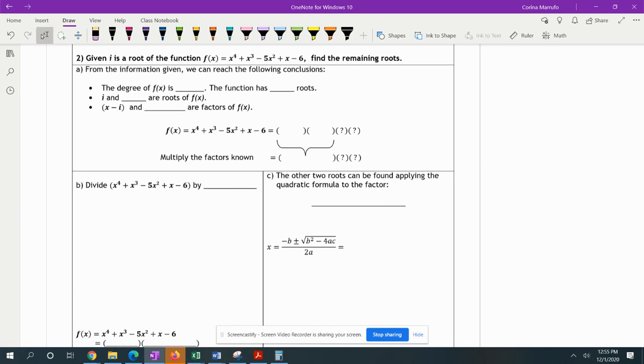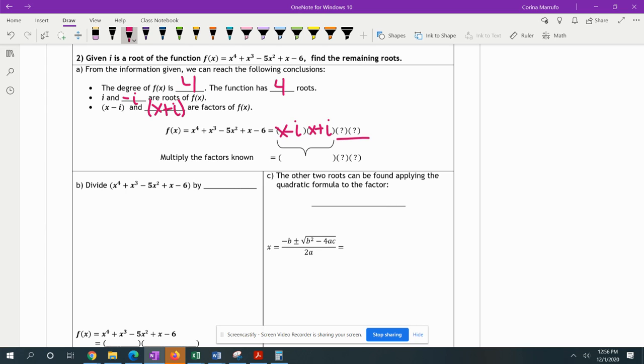So from the given information, we can reach the following conclusion. The degree of f(x) is 4. The function has 4 roots. i and negative i are roots of the function. So x minus i and x plus i are factors. So that means that (x - i) times (x + i) times these other two factors, which we don't know, would give us x^4 + x^3 - 5x^2 + x - 6.